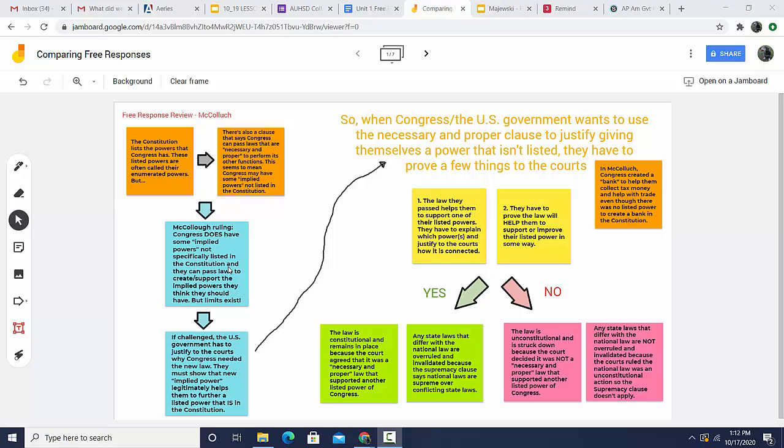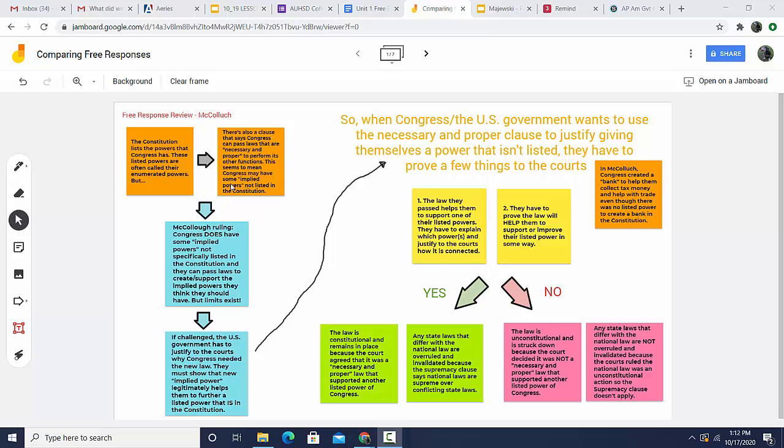But there are limits to that, right? Because Congress doesn't have the unlimited ability to do that. If challenged, Congress and the U.S. government, on behalf of Congress, have to justify to the courts why Congress needed that new law. And they have to show that that new implied power legitimately helped them to further one of the listed powers that is in the Constitution. So they've got to connect it back to one of their listed powers, and they've got to be able to show this implied power that we created with this law helps us to further one of our listed powers. And this is the one that it helps us to further, and this is how it helps us to further.